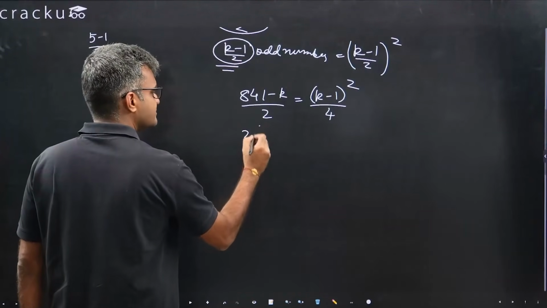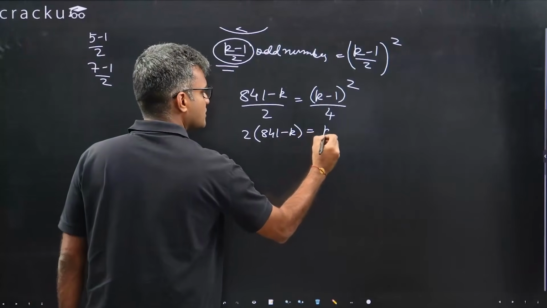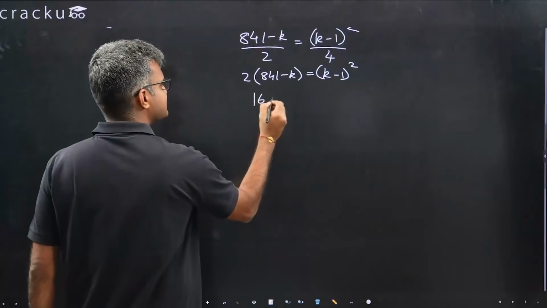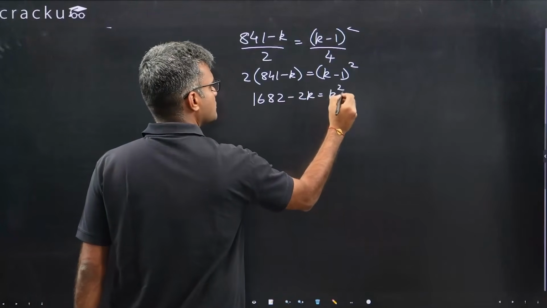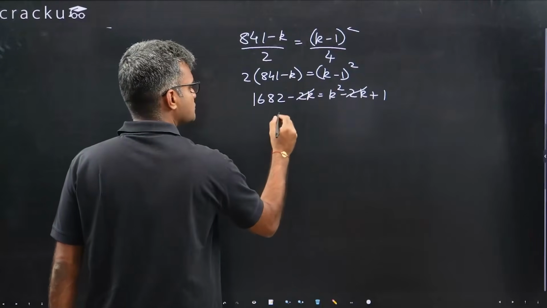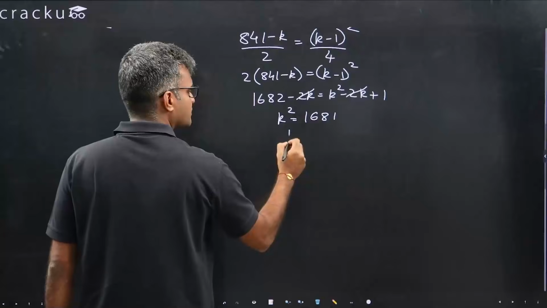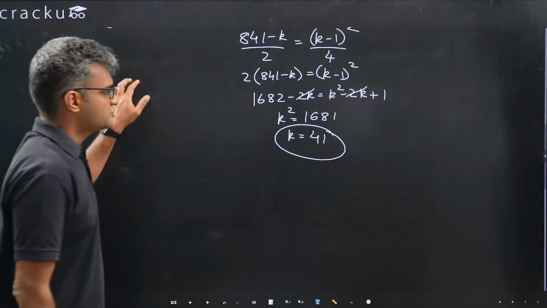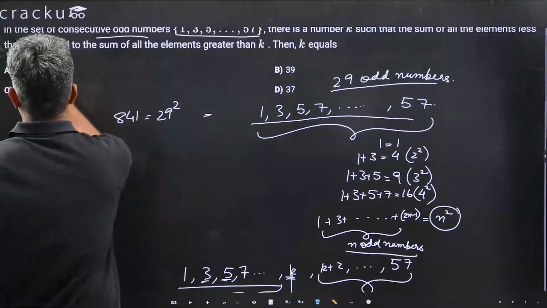This is 2 times (841 minus k) is equal to (k minus 1) whole square, or 1682 minus 2k is equal to k square minus 2k plus 1. You can cancel these two. K square is equal to 1681, or the value of k is equal to 41. So the answer for this particular question is that k is equal to 41.